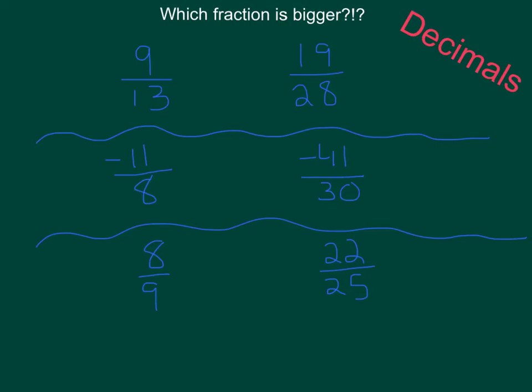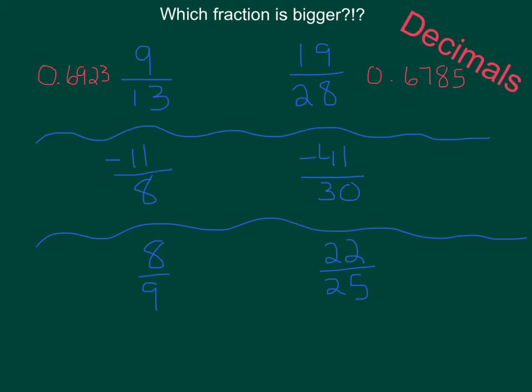So for this type of example, I would allow you to use a calculator to find the decimals. However, it's very important that you can do the previous examples, finding the common denominator without a calculator. So for the first one, first, just do 9 divided by 13, 19 divided by 28, and let's find those decimals. Okay, here are the decimals, 0.6923, 0.6785.